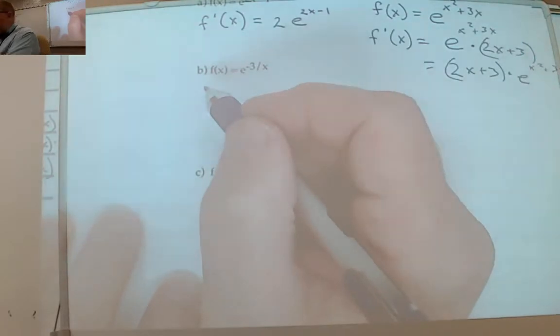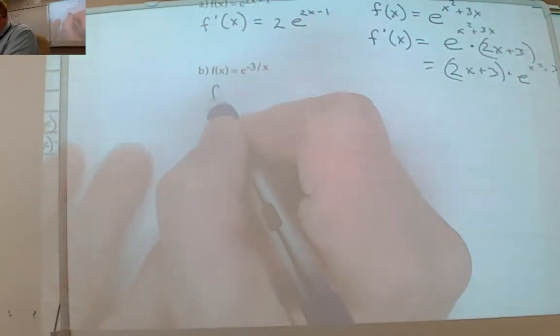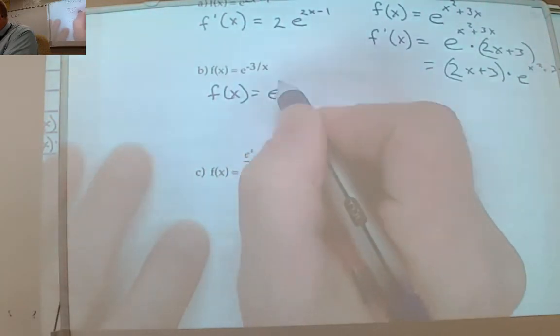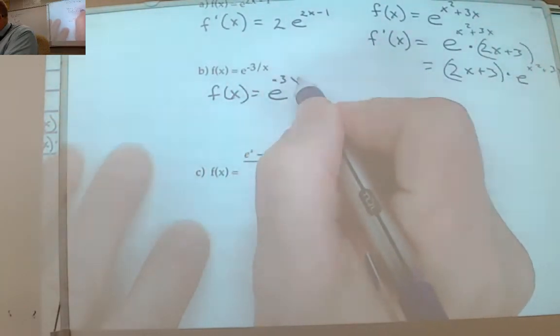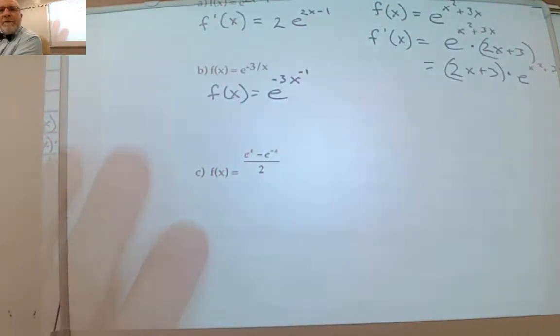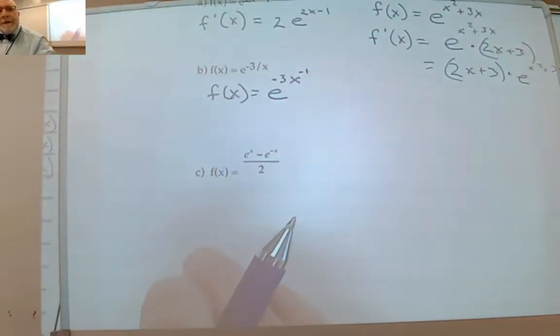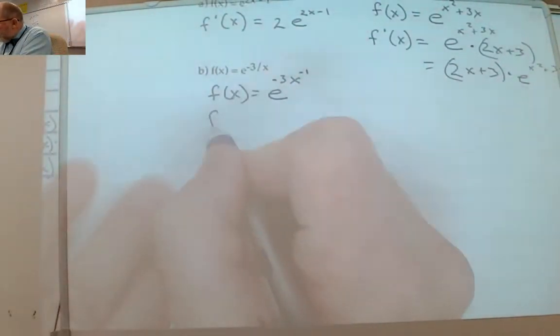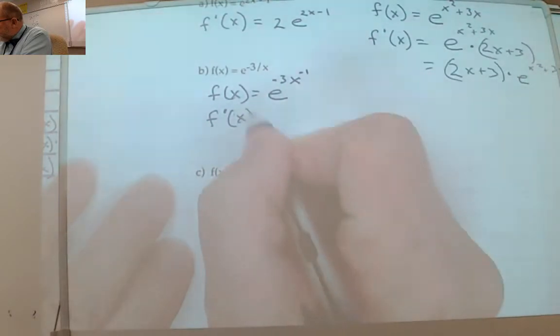Zach, I'm going to give you a little help here. I'm going to rewrite this. It's going to be e to the negative 3x to the negative 1 power. Do you see where the negative 1 power came from? Okay, I got to turn this a little bit. All right, give me the derivative.